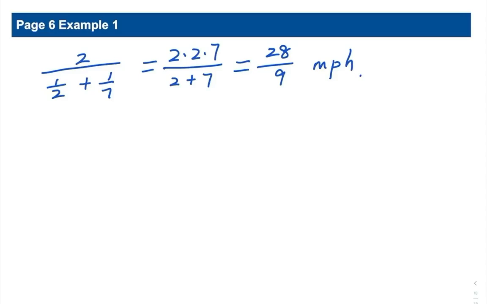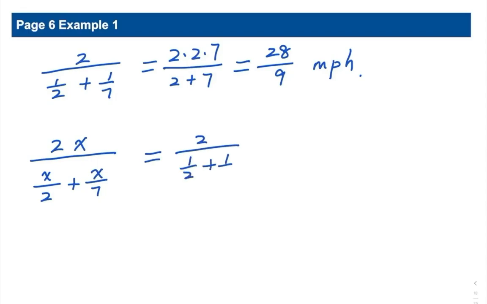You can confirm this by assuming that half of the trip is x miles. Then the total trip is 2x miles. The first segment, she spent x over 2 hours. The second segment, x over 7 hours. And this again is 2 over 1 over 2 plus 1 over 7. It's independent of x.